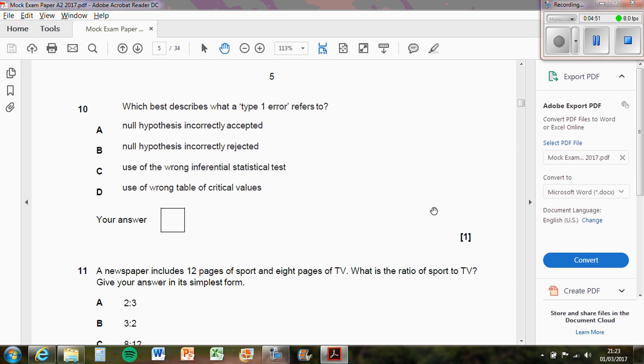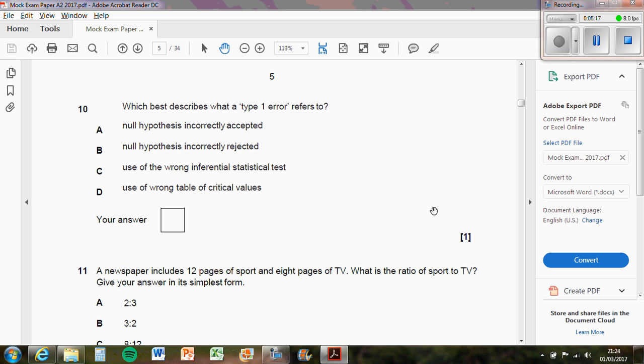It's the null hypothesis is incorrectly rejected. So you're basically saying that there's something there when there isn't something there. So in Rosenhan, you said that the pseudo patients had a mental health issue when they didn't. So that's a type 1 error.